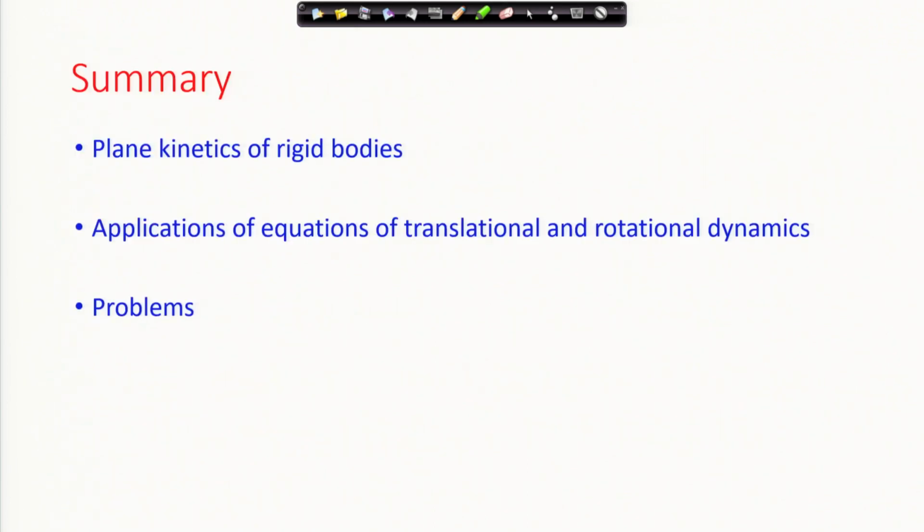Let me just summarize. We have looked at some problems to show the application of these equations of translational and rotational dynamics for planar kinetics of rigid bodies. With that, I will close this lecture.